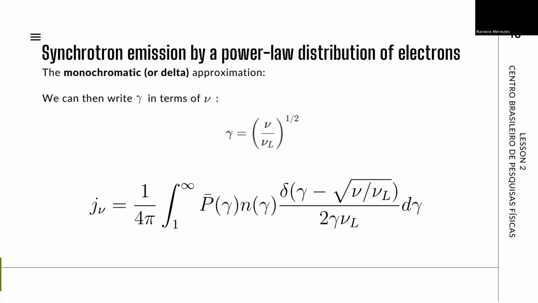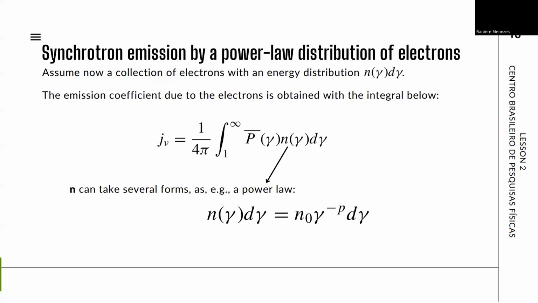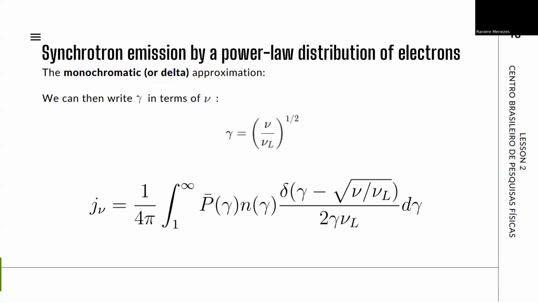So we can write gamma in terms of the frequency, like this. And this is the same integral as before. If you see the derivations of synchrotron emission, they will always use the monochromatic approximation. So this is the same integral as before, but in the monochromatic or delta approximation.